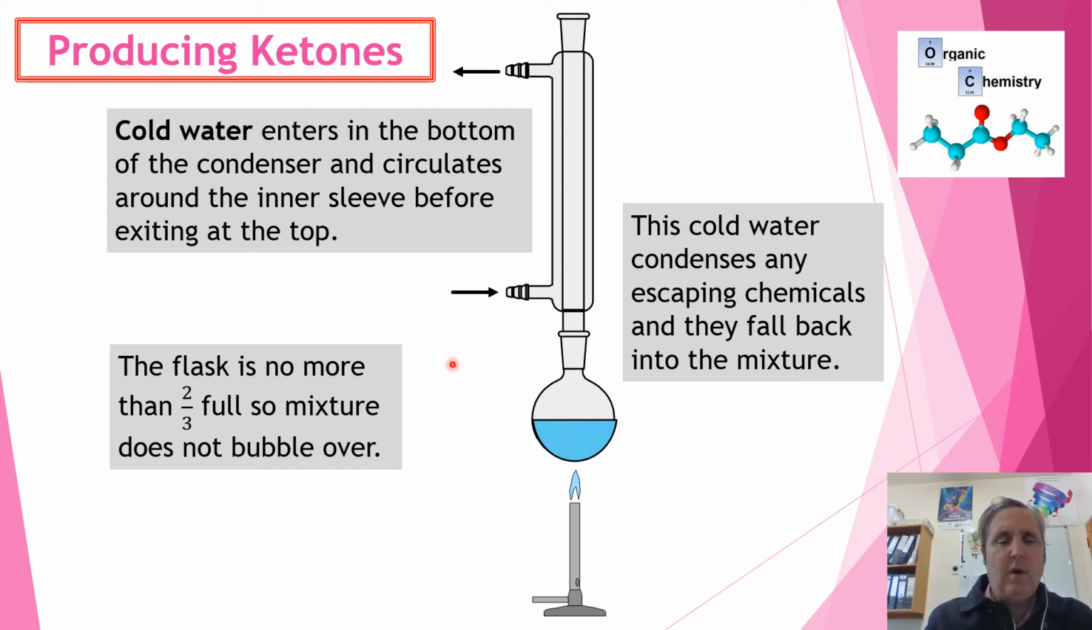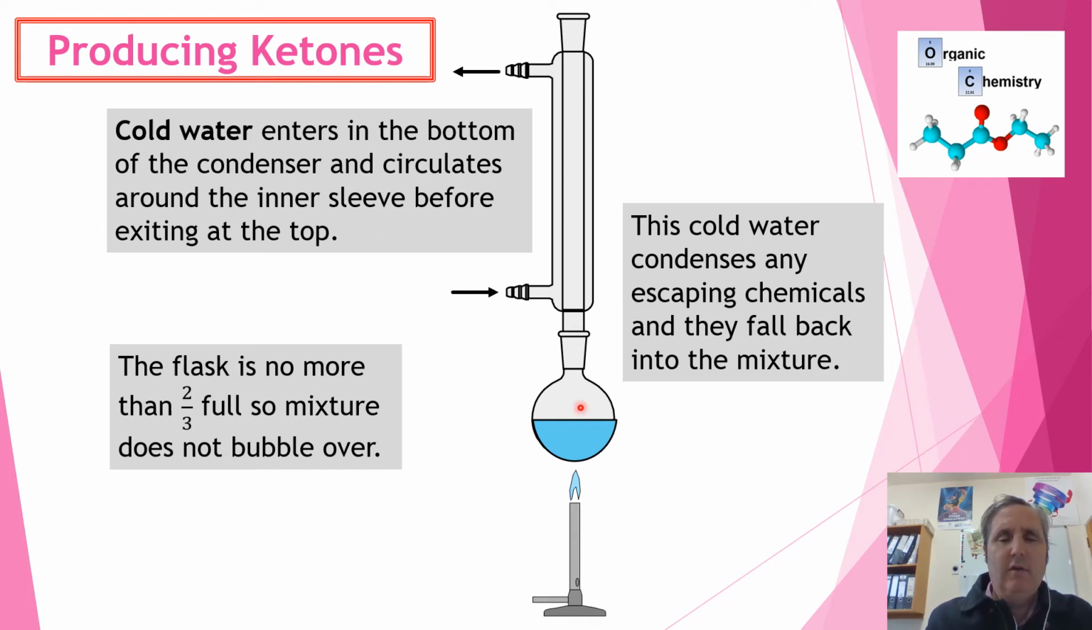We don't have to worry about it further reacting to produce a carboxylic acid, because a ketone has a double bond oxygen in the middle of a chain, and it can't produce carboxylic acid. It can't oxidize any further. So I just need to react an alcohol with an oxidizing agent like permanganate or dichromate, and I will produce a ketone.